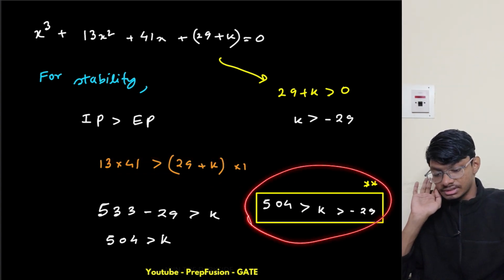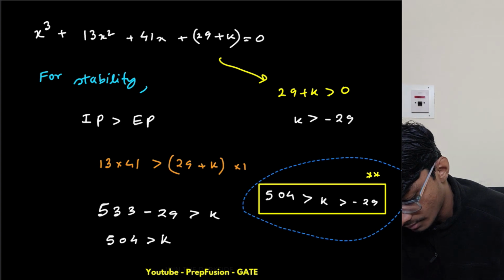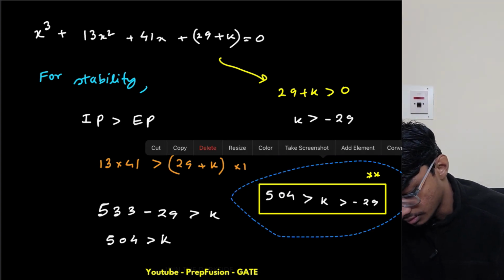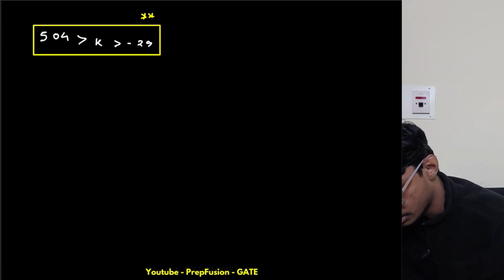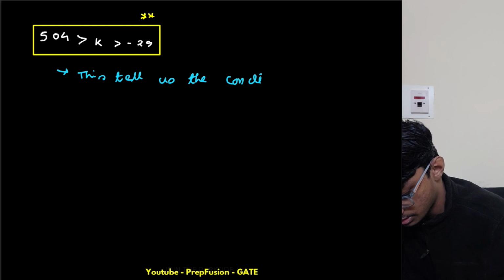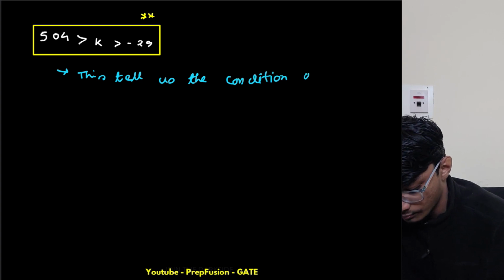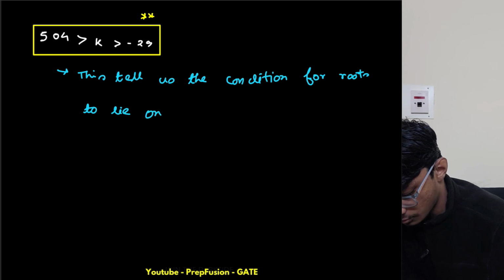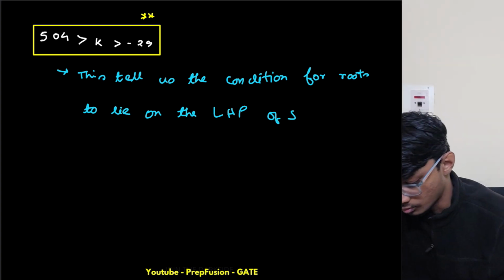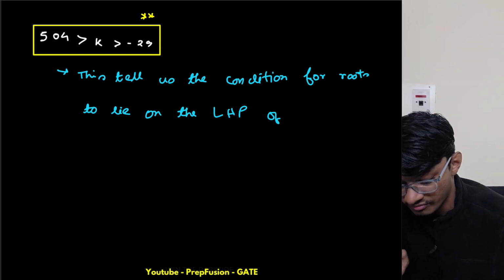And what does this tell us? Okay, I will copy this one, I will cut this one. I will take another page and write here: this tells us the condition for roots to lie on the left half plane of s. No, right? This tells us the condition for my roots to lie in the left half plane of x.